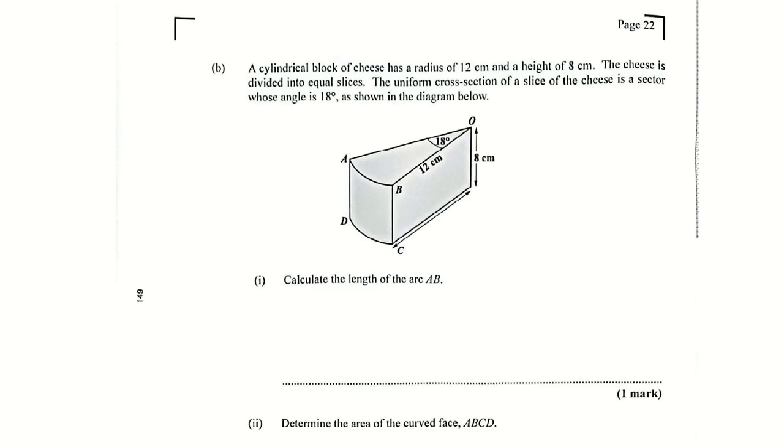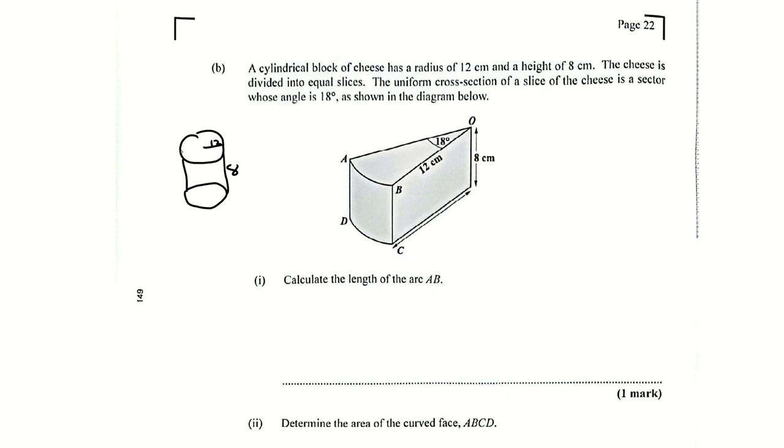A cylindrical block of cheese. So we have a cylinder here. Let's draw it out. We have a cylinder like this. It has a radius of 12, so from here to here is 12, right? A height of 8. This is 8. And the cheese is divided into slices. So they took a knife and cut it up into slices.